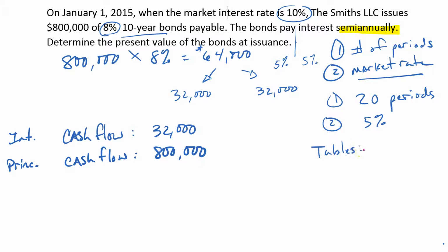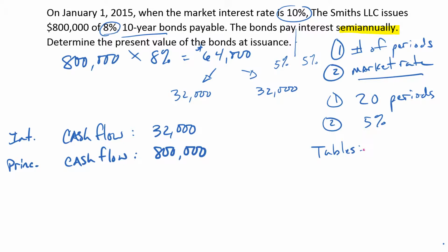Well, we need to figure out when the timing of these cash flows happen. So the interest gets paid every 6 months for 20 periods. Well, we call that an annuity. So the interest is an annuity, and the principal is a one-time payment. So we commonly refer to that as a single sum.